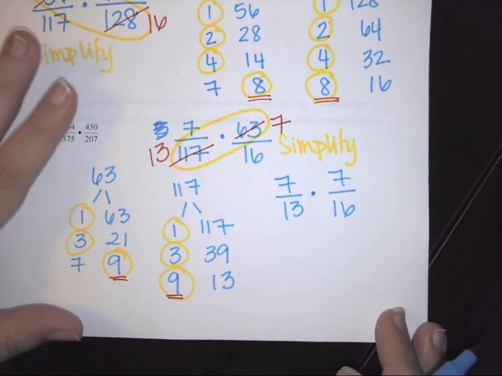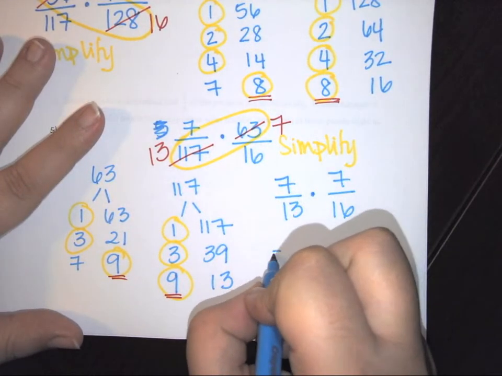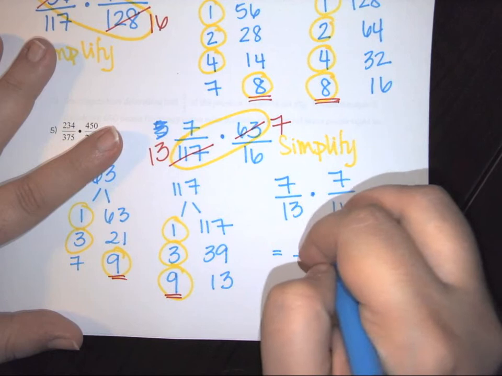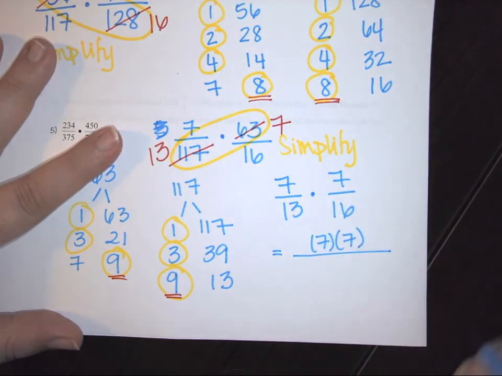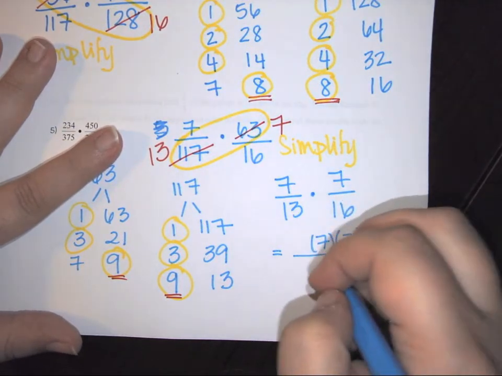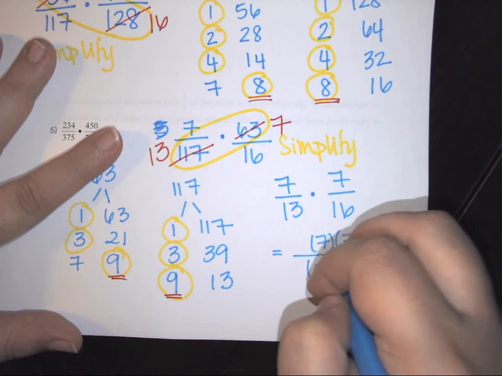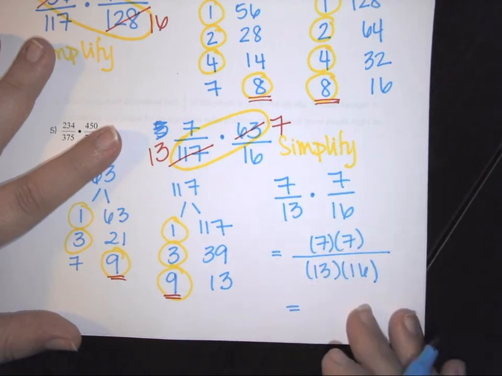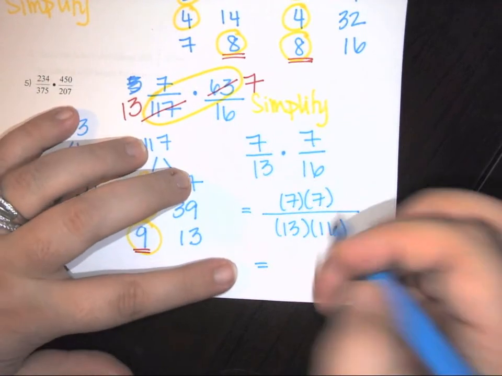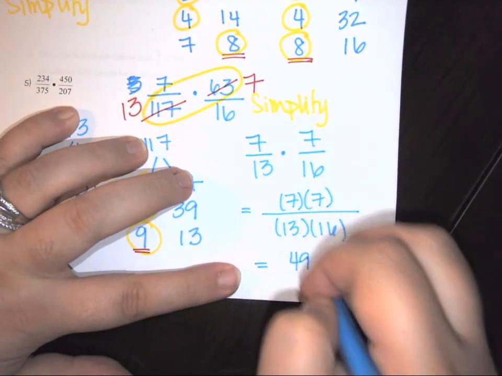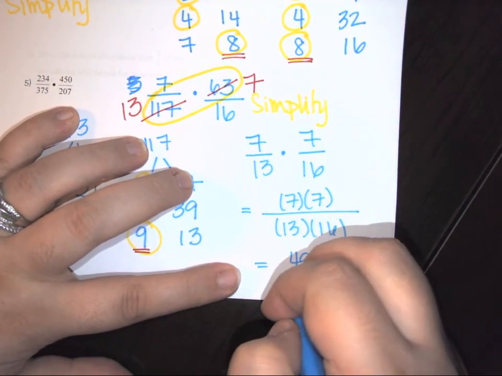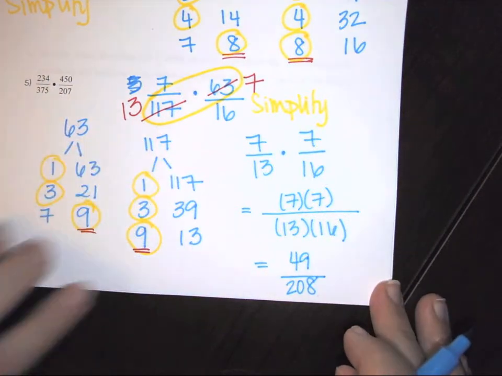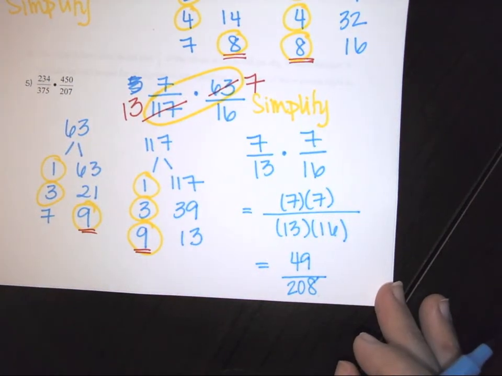So now I can go ahead and multiply them. Here again, I'm going to multiply straight across the top, so 7 times 7, and straight across the bottom, 13 times 16, which is going to give me the reduced fraction of 49 over 208. Okay.